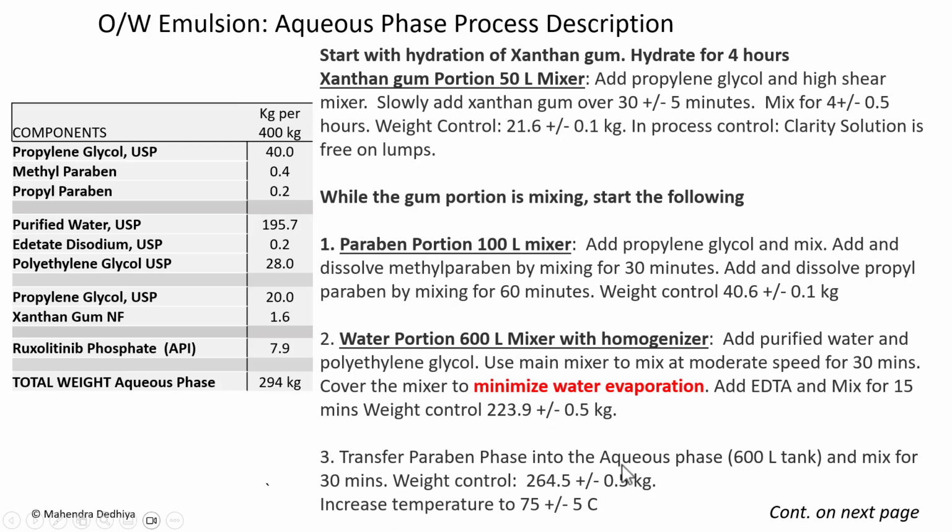Transfer paraben phase into aqueous phase. Temperature can be increased to 75 plus or minus 5 degrees. We'll continue on the next page.